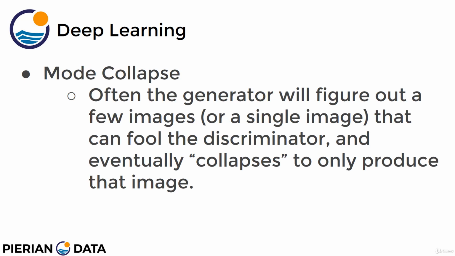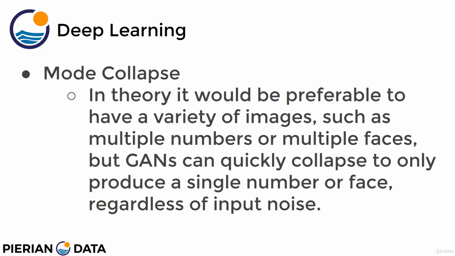The next problem that occurs with GANs is something called mode collapse. So often what happens is the generator will figure out just a few images, or even sometimes a single image, that can fool the discriminator. And eventually it collapses to only produce that image. So you can imagine that back in that situation where it's producing faces, maybe it figured out how to produce one single face that fools the discriminator.